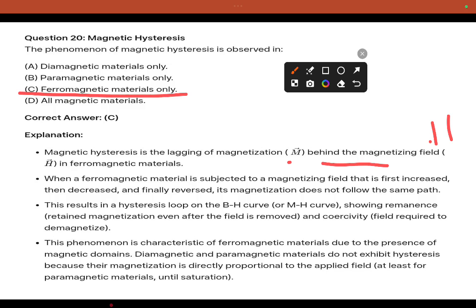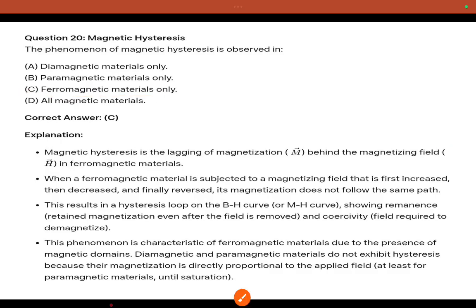The result is a hysteresis loop on the BH curve showing remanence. Remanence means retained magnetization even after the field is removed, and the coercive field is required to demagnetize. This phenomenon is characteristic of ferromagnetic material due to the presence of magnetic domains. Diamagnetic and paramagnetic materials do not exhibit hysteresis because their magnetization is directly proportional to the applied field. So here you can see.